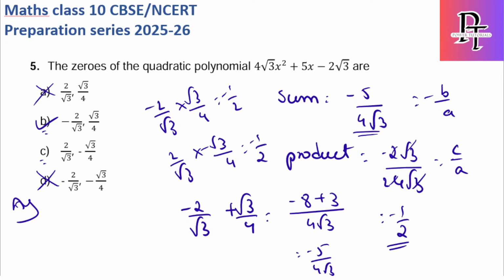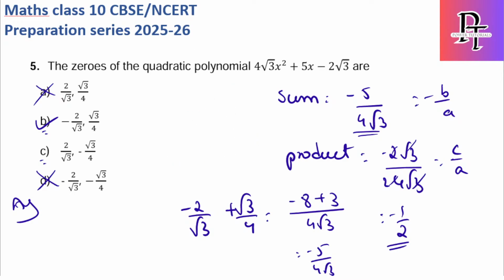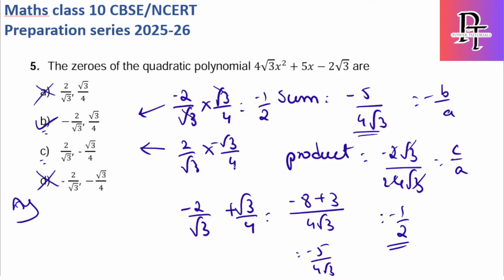Okay. So sum of zeros and product of zeros are mentioned. To simply check sum of zeros and product of zeros, either one of the answers will be correct. So I'll write it again neatly. Product of zeros for B and C options. So product is minus 2 by root 3 into root 3 by 4. The root 3 gets cancelled out. This becomes minus 1 by 2. Same for C option also, it will be minus 1 by 2, because 2 by root 3 into minus root 3 by 4, the root 3 gets cancelled, and this also gets minus 1 by 2. But the sum of zeros for this value is minus 5 by 4 root 3, whereas here you will get plus 5 by 4 root 3. Okay, hence the only answer is B.